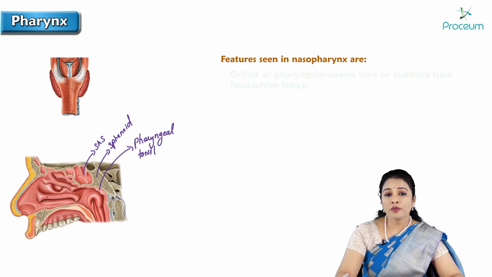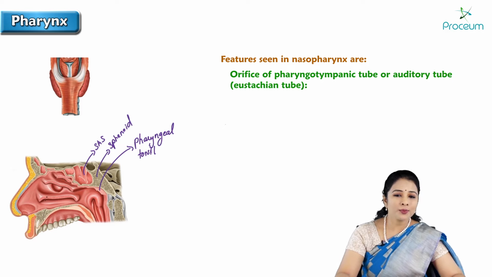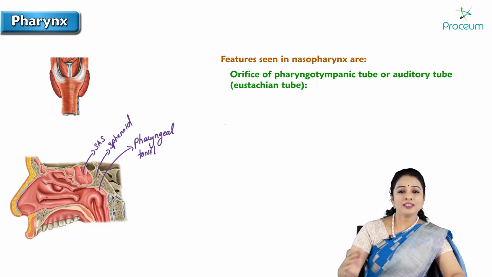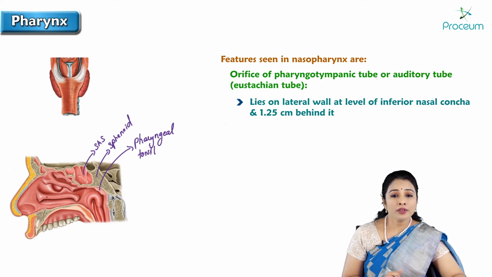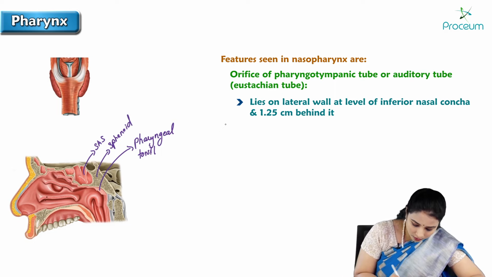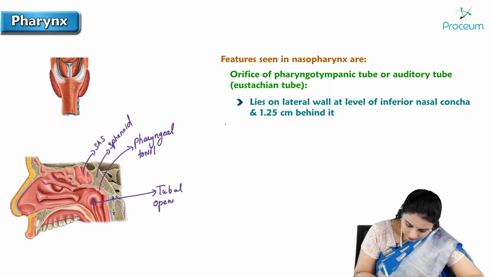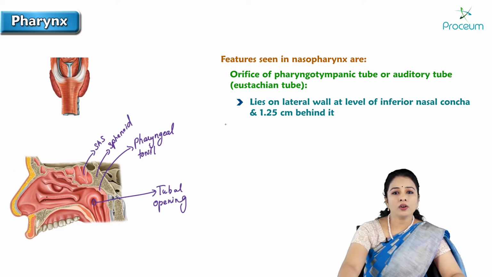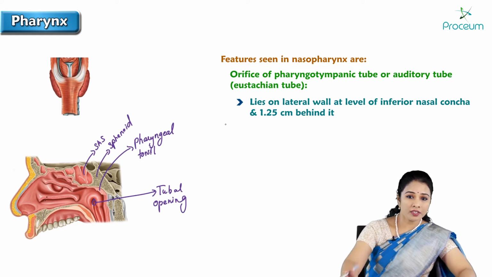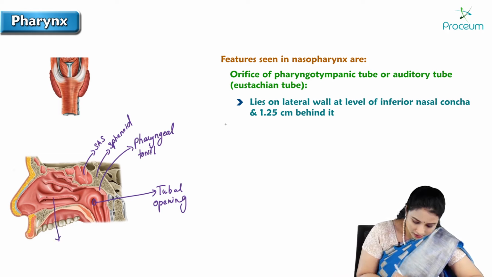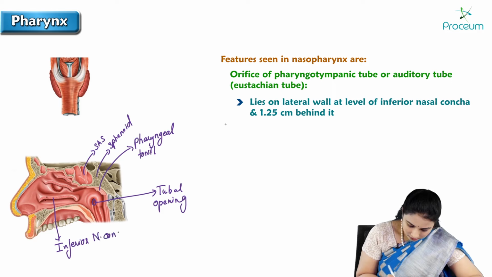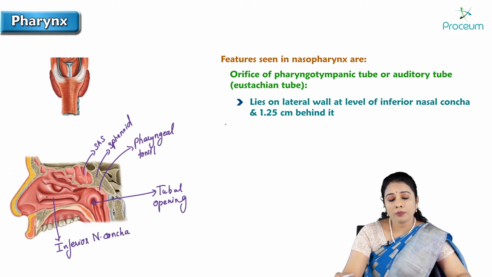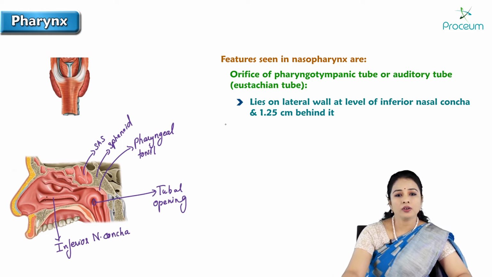Next important feature is the orifice of the pharyngotympanic tube or auditory tube, otherwise called the eustachian tube. So this lies on the lateral wall at the level of the inferior nasal concha. So here is the opening of the auditory tube or tubal opening. This auditory tubal opening is present at the level of the inferior nasal concha. So this is the cut part of the inferior nasal concha. And it lies almost 1.25 centimeters behind this inferior nasal concha.